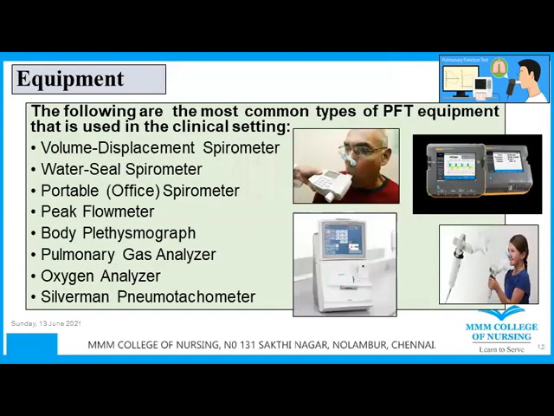Equipment used for PFT. The following are the most common types of PFT equipment that is used in the clinical setting. A volume displacement spirometer or a portable type of spirometer can be used for the test, or a pulmonary gas analyzer, or oxygen analyzer, or a Silverman pneumotachometer can be used as equipment for doing the PFT test.